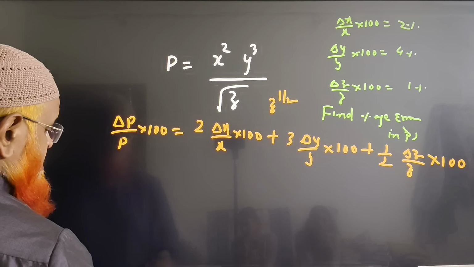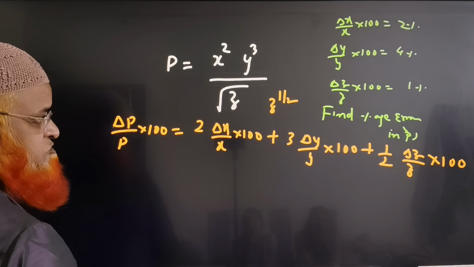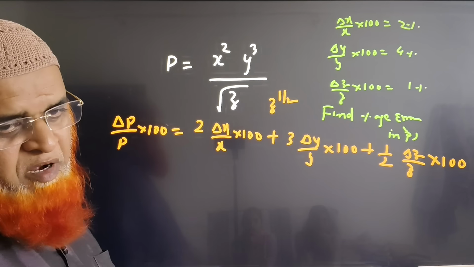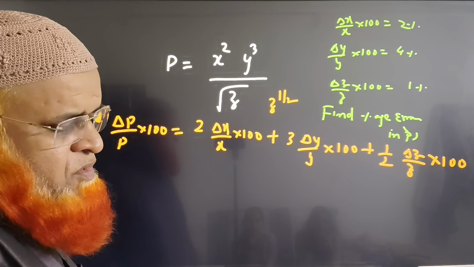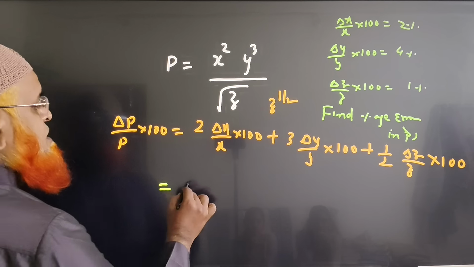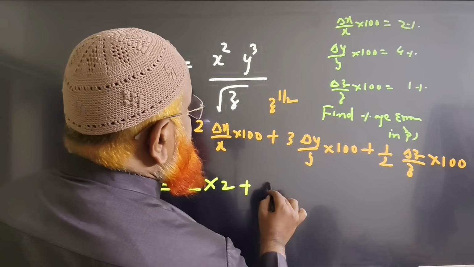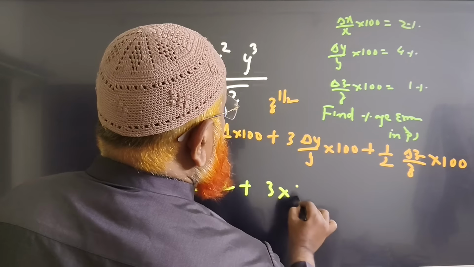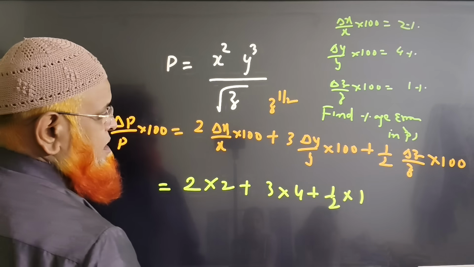So this is your formula, which is called the power percentage formula. You just have to take the power and multiply it with the percentage. That's the thing you have to do. Then it will give you the errors. Now just see that. So 2 into delta x is how much? 2 into 2 plus 3 into 4 plus half into 1. Is it?